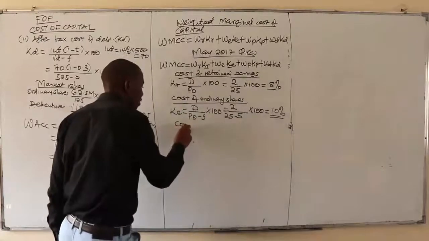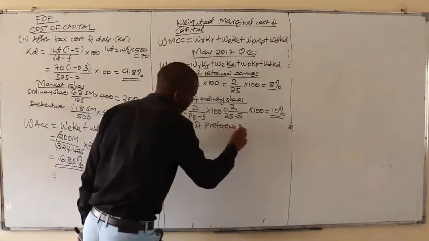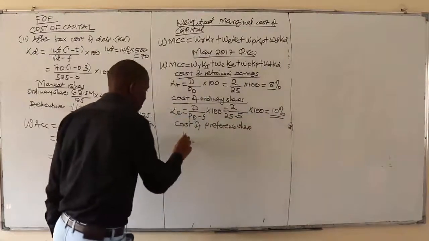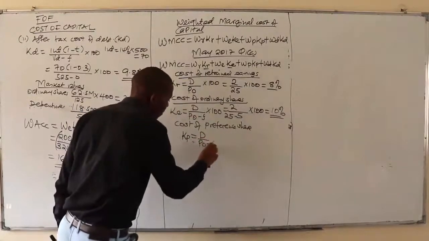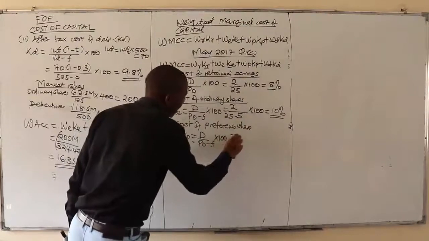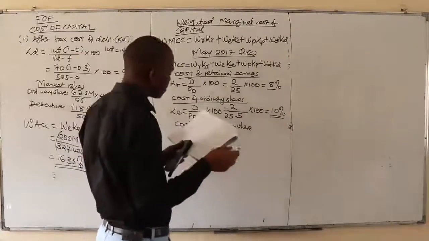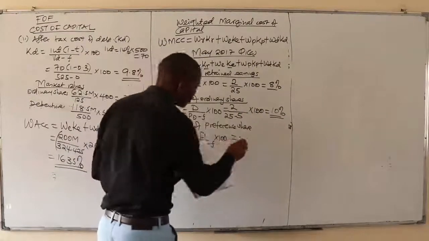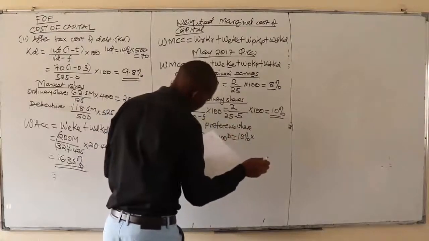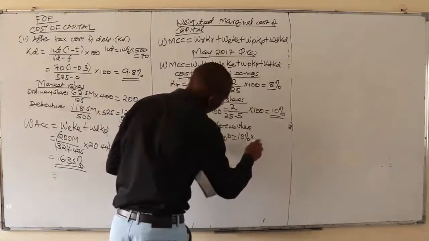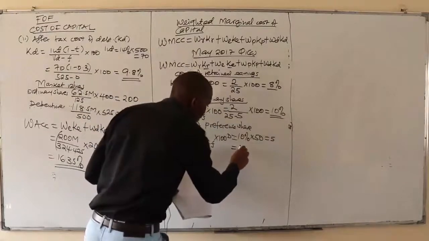Then we also have the cost of preference shares. That one is not changing. KP will be given by D over P0 minus flotation cost, multiplied by 100. For the dividend, it is always the rate of the par value, and the par value was 50, so 10% of the par value gives the dividend, meaning that it will be 5.